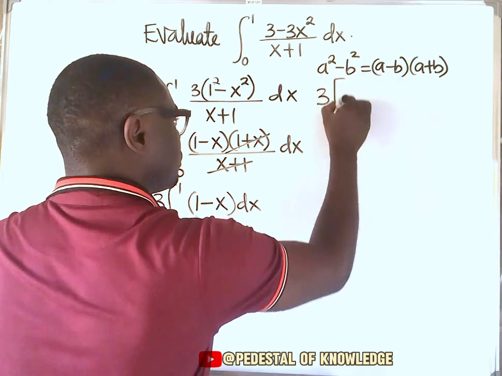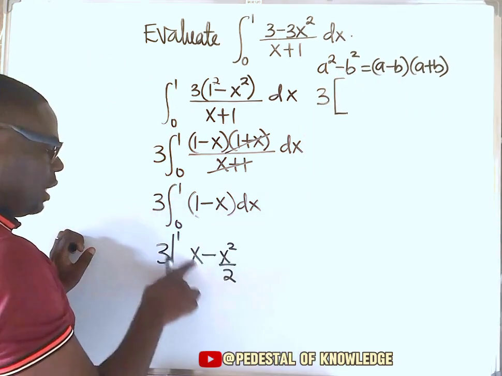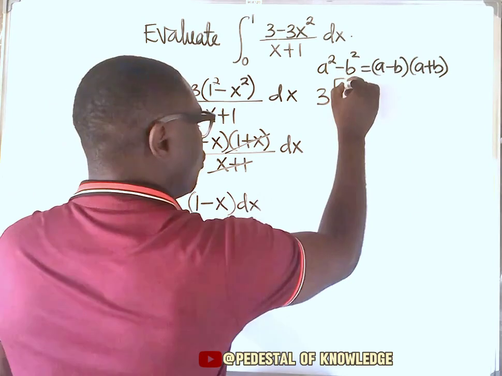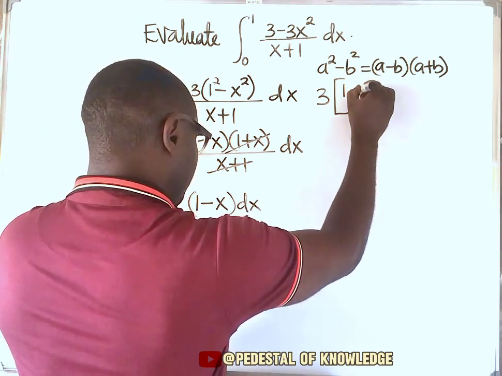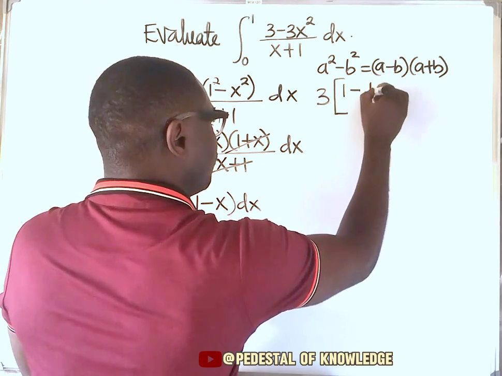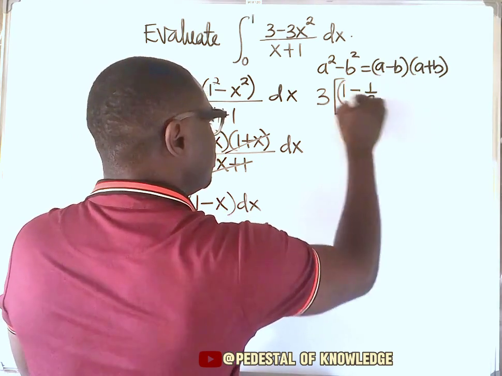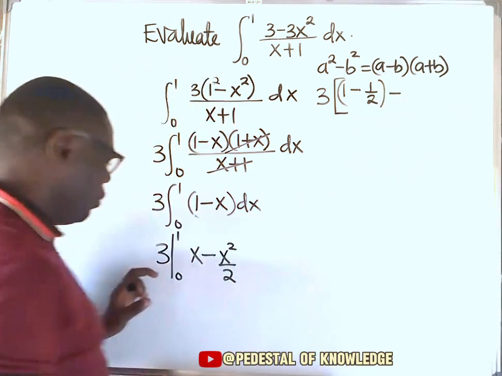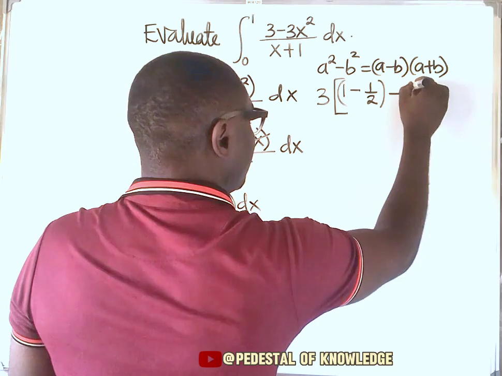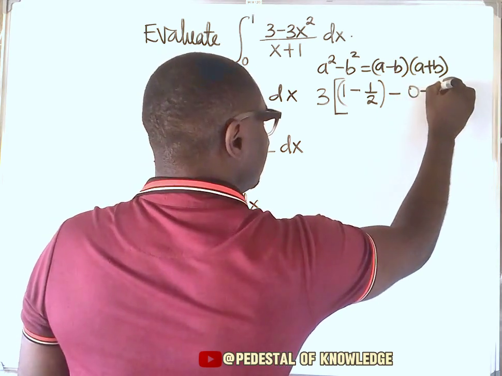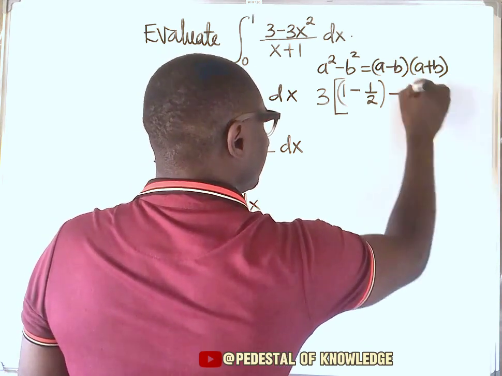So now we're going to have 3 multiplied by, anywhere we see x, we put 1. So we're going to have 1 minus 1 squared, and 1 squared is the same thing as 1, so we have 1 over 2. Then minus, anywhere we see x, we put 0. So we're going to have 0 minus 0 over 2.